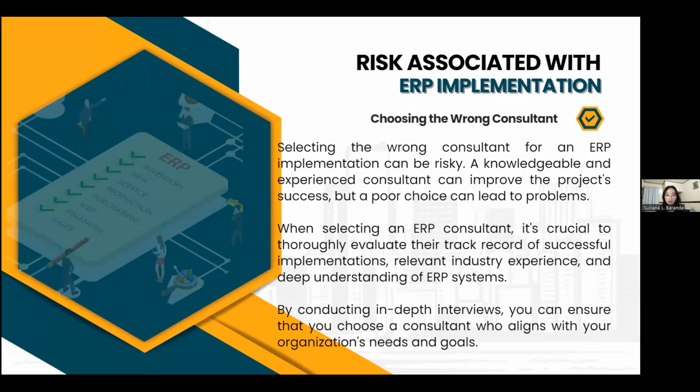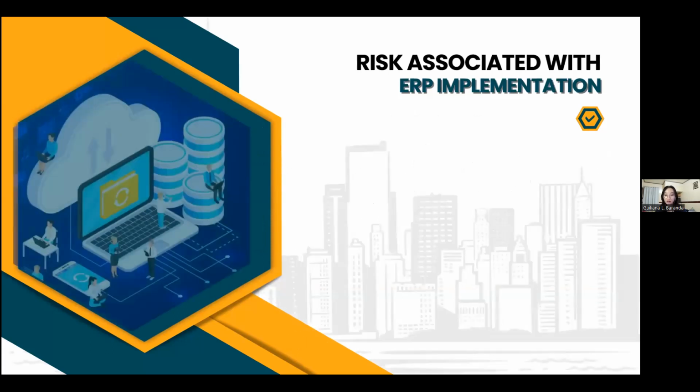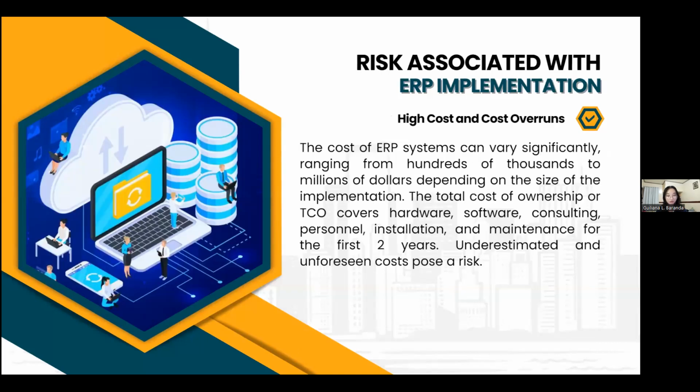High cost and cost overruns. The cost of ERP systems can vary significantly, ranging from hundreds of thousands to millions of dollars depending on the size of the implementation. The total cost of ownership, or TCO, covers hardware, software, consulting, personnel, installation, and maintenance for the first 2 years. So underestimated and unforeseen costs pose a risk. Next slide.